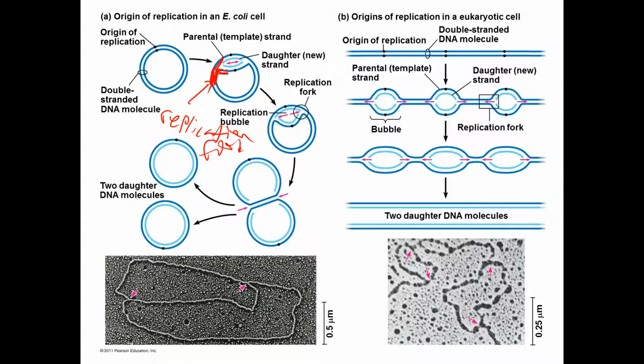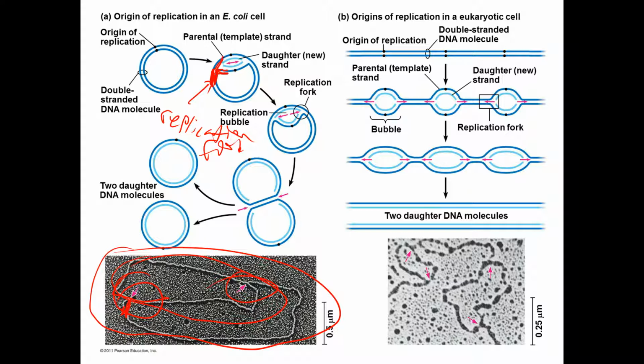These replication forks will continue to open up until the entire molecule of DNA is replicated. So that's what you see here. You see your bacterial plasmid, and it's undergoing DNA replication. Here you have your replication bubble that's opened up, and on either side of the replication bubble, you have a replication fork here and a replication fork here. The DNA will be replicated until the entire molecule is copied. Then the two molecules will separate, and you end up with two daughter molecules of DNA.